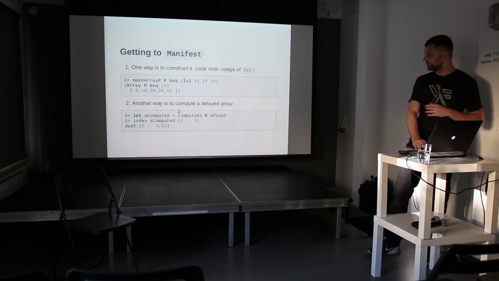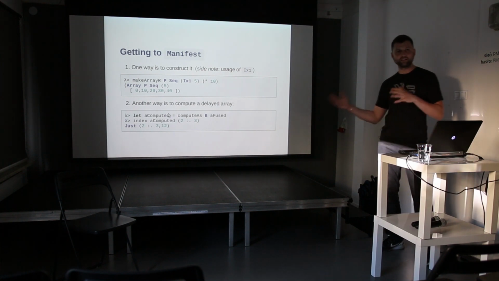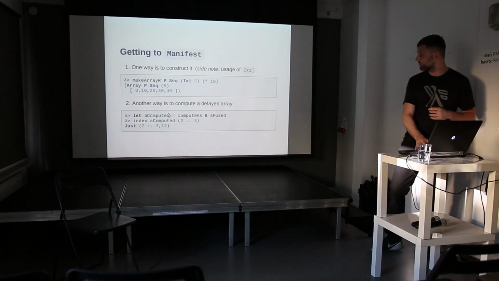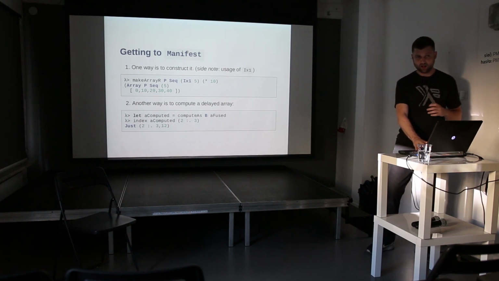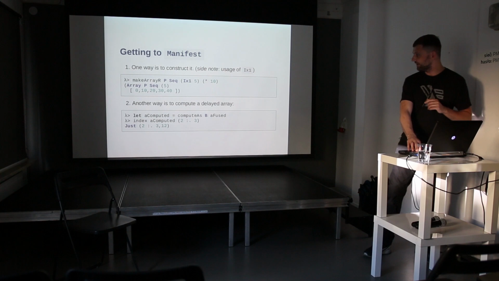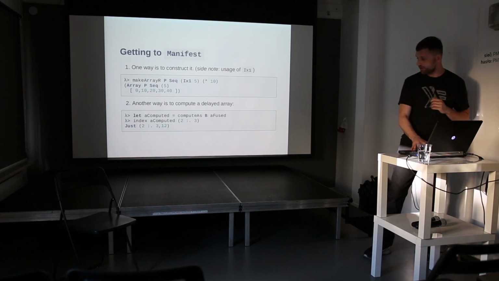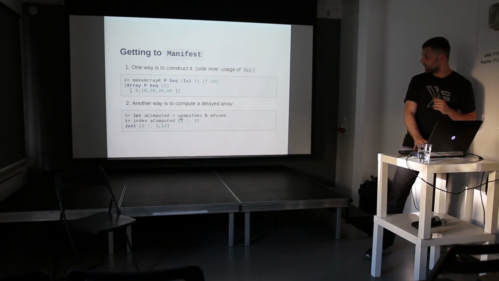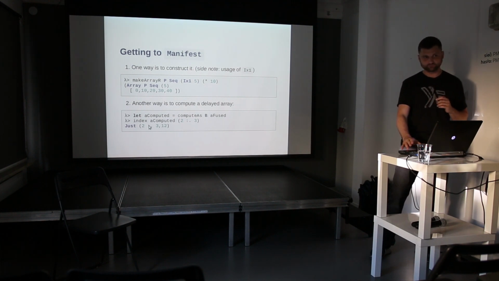Another way to go from a delayed array into a manifest array is to compute it. I'll talk about what it means, the actual action of computation. But here, we take a fused array called compute, and now we can go ahead and index that array.